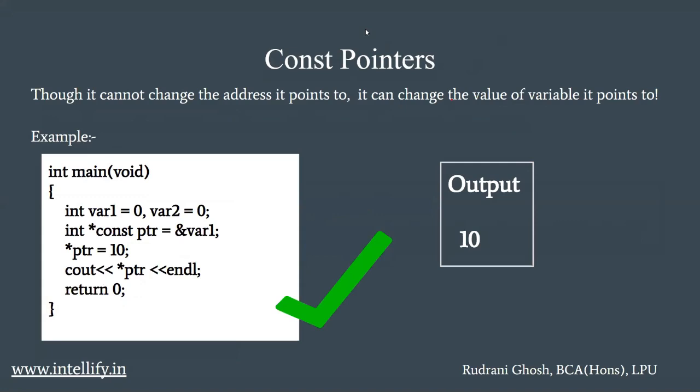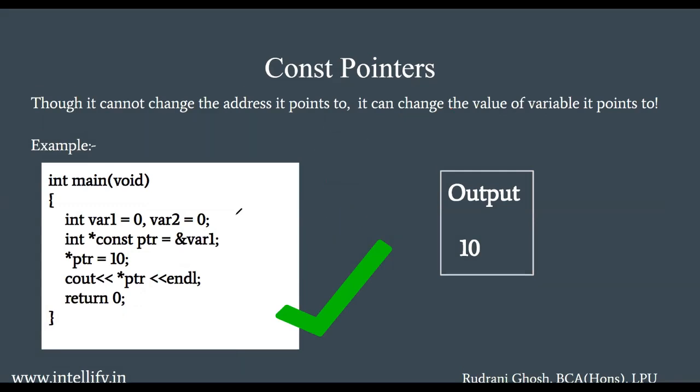So how do we correct it? This is the correct program. The two variables of int type var1 and var2 initialized with 0. Then we declare a const pointer which stores the address of var1. We know that since it's a const pointer, we cannot update the address of ptr anymore. But we can definitely change the value of var1 using pointer ptr.